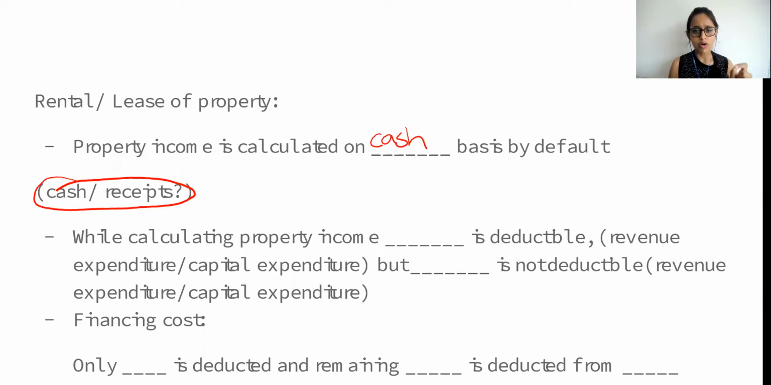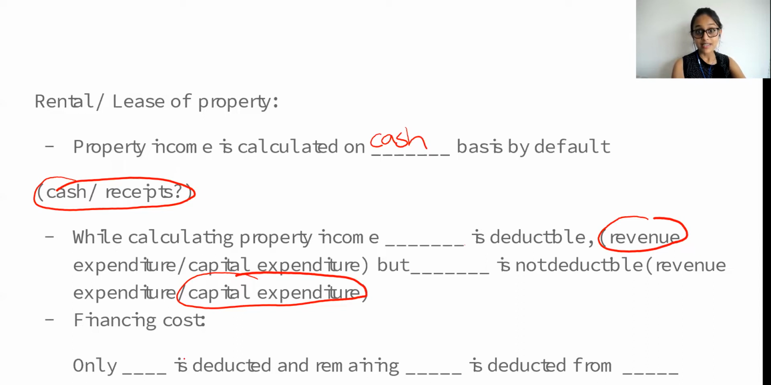You have to take a look at how much of your rent is received in the tax year 2021. And allowable expenditure means all those expenditures which you paid during the tax year, which of them are allowable. While calculating property income, revenue expenditure is deductible, but capital expenditure is not deductible. Always remember that. Any expense relating to the property is deductible, provided it is revenue expenditure.